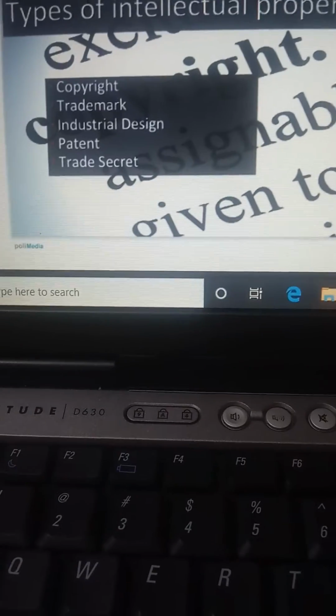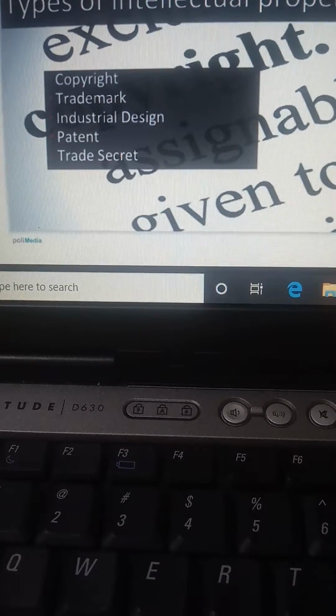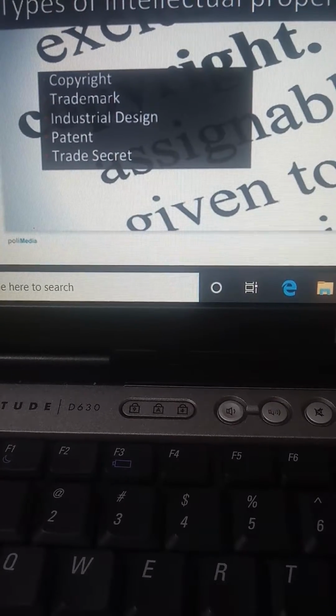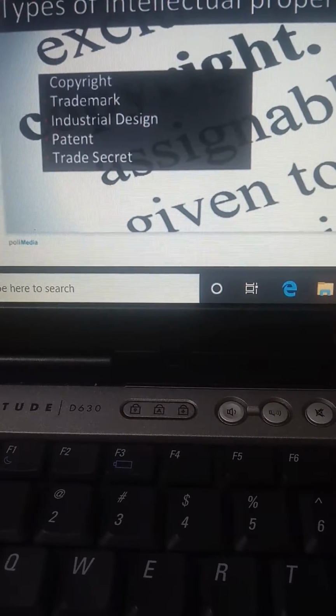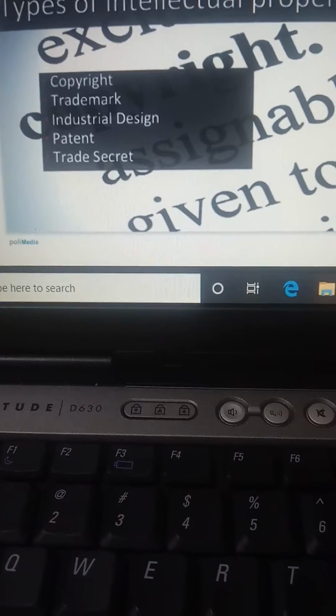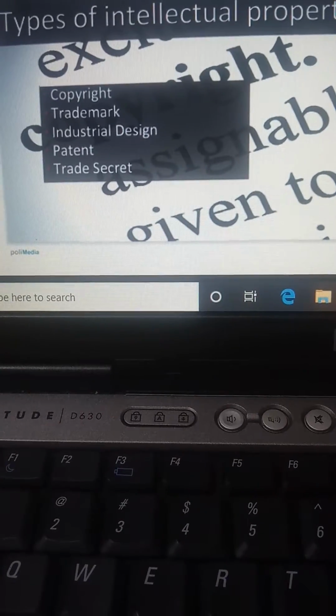Now we're going to define the types of intellectual property. Copyright protection attaches to any original work from the moment of its inception. It grants the author the right to exclude use by others without needing to do anything. Most copyright regulations allow the user of digital media to make copies for personal use, and only for that.